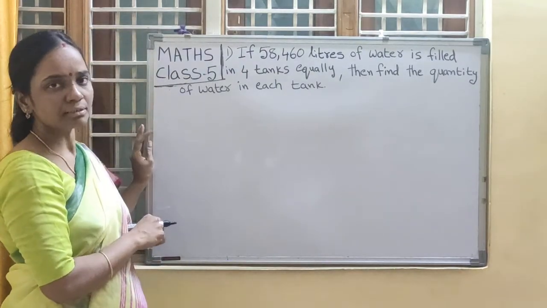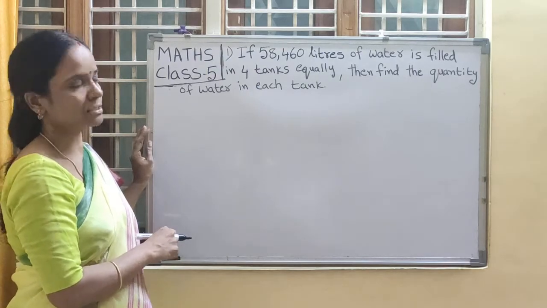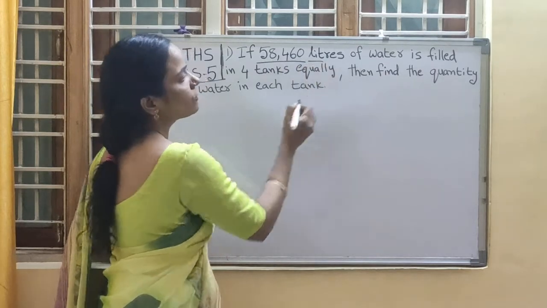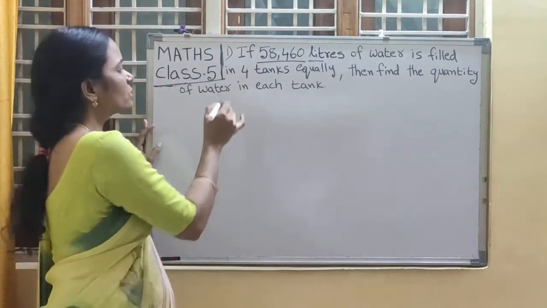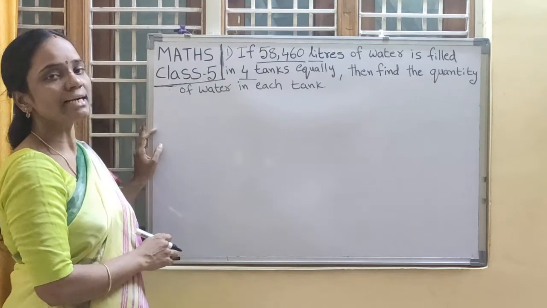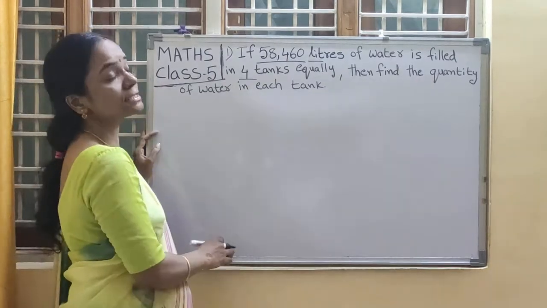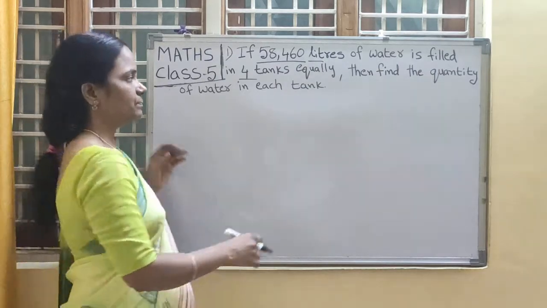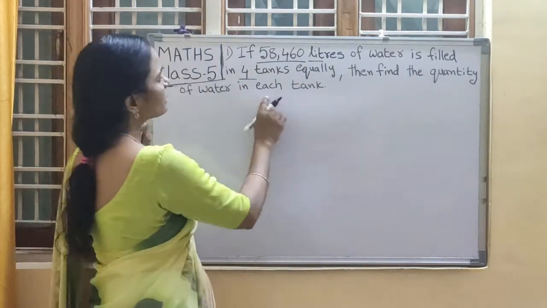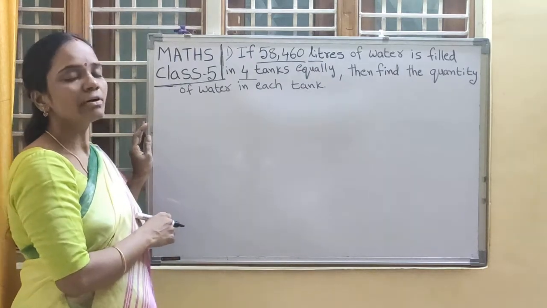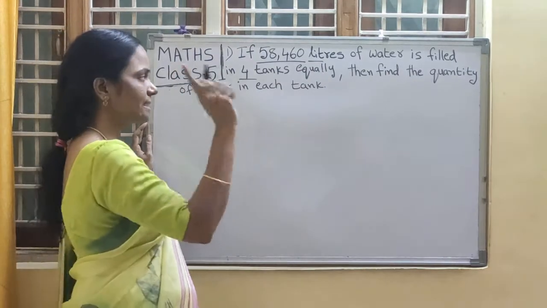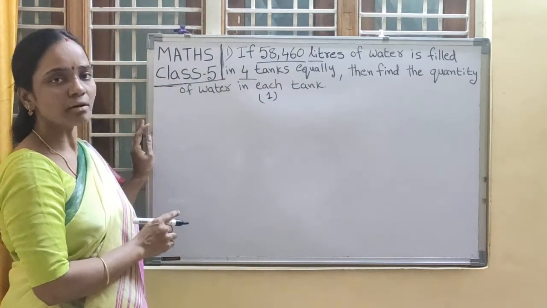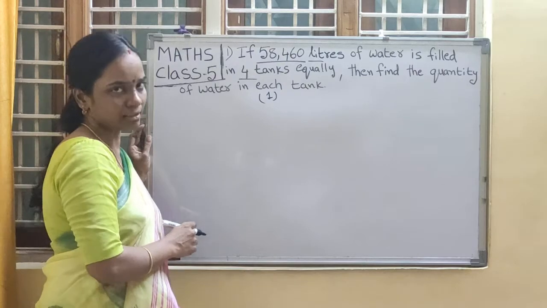So what is the question? Read it carefully and understand it first. 58,460 liters of water is filled in how many tanks? 4 tanks. Equally means equal sharing means? Yeah, division. Then find the quantity of water in each tank. What are they asking? Find out the quantity of water in each means 1. In one tank, how many liters of water is there? We have to find that one.